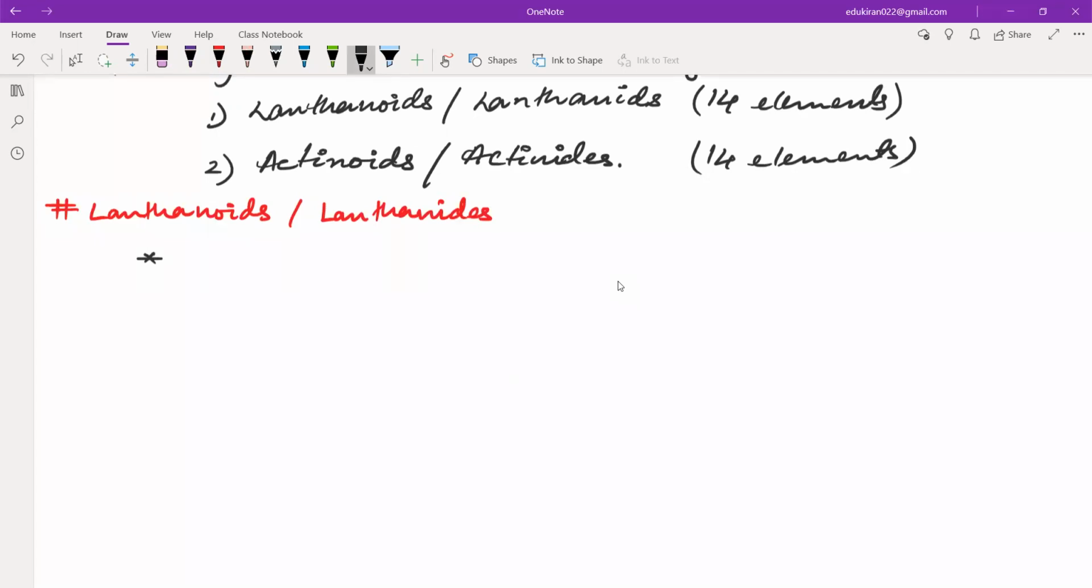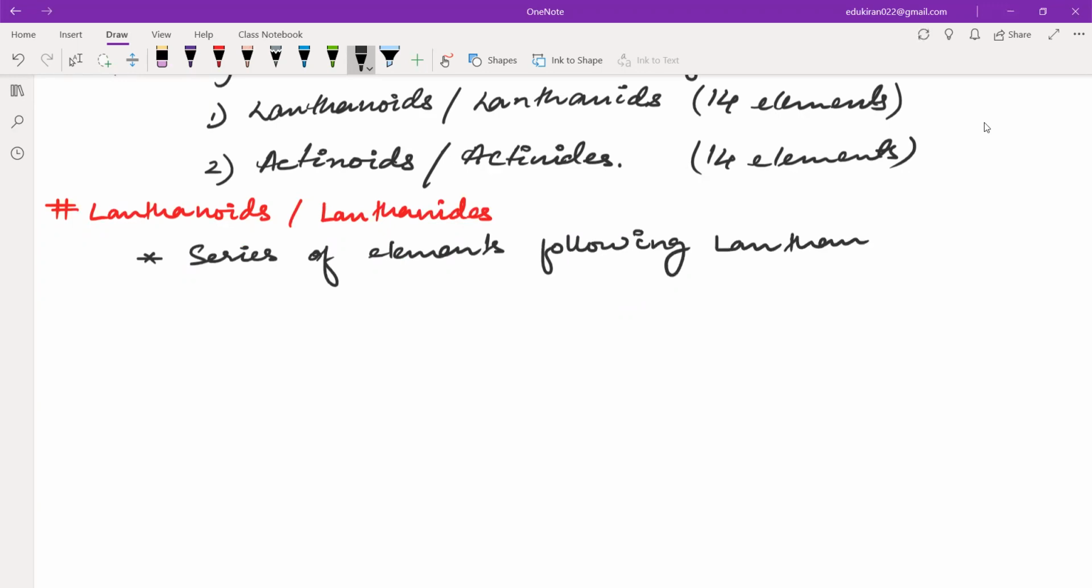So this is a series of elements following lanthanum, that is atomic number 57. After lanthanum, whatever is present, we call them lanthanides. Series of elements following lanthanum are called lanthanoids.